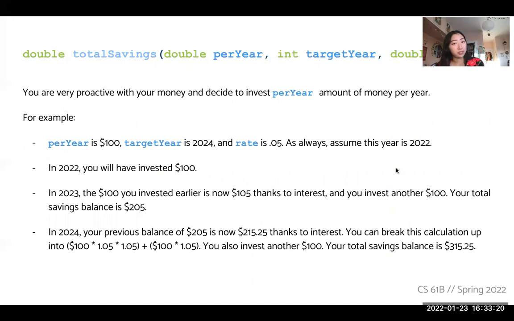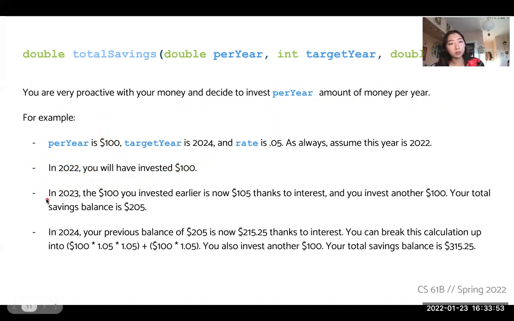Now we're going to move on to total savings. This is a totally different method. Basically, the idea is that you are very proactive with your money and you decide to invest per year amount of money per year. For example, let's say per year is $100. The target year is 2024, and your interest rate is 0.05. And as always, assume this year is 2022. So at the end of this year, you will have invested $100, because you're investing 100 per year.